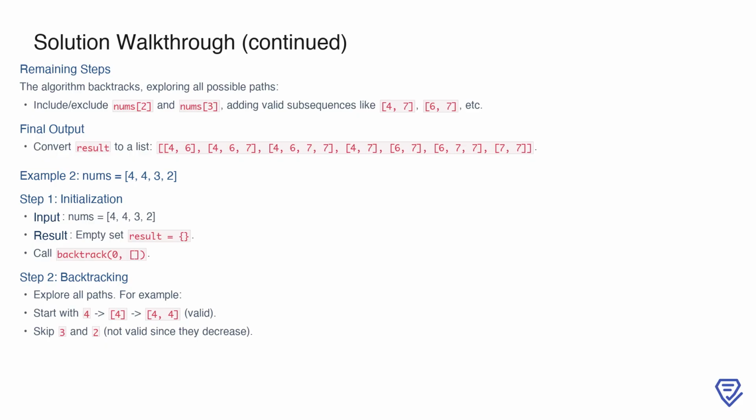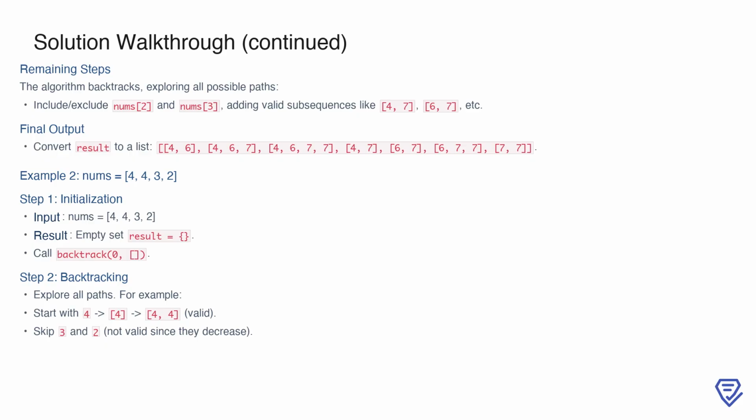After finishing with the input array, the result set contains all unique subsequences. Converting this set to a list, we get the output 4, 6, 4, 6, 7, 4, 6, 7, 7, 4, 7, 6, 7, 6, 7, 7, 7, 7.